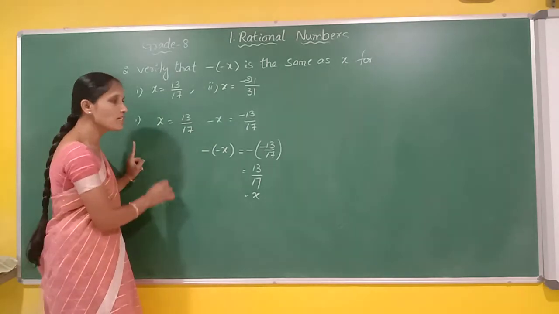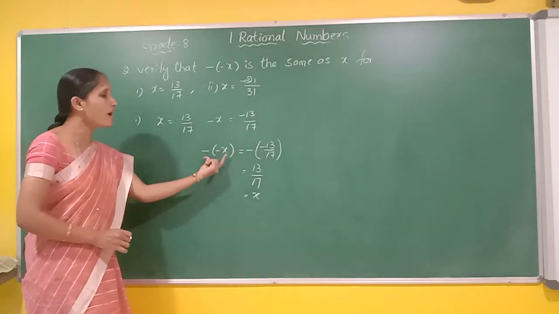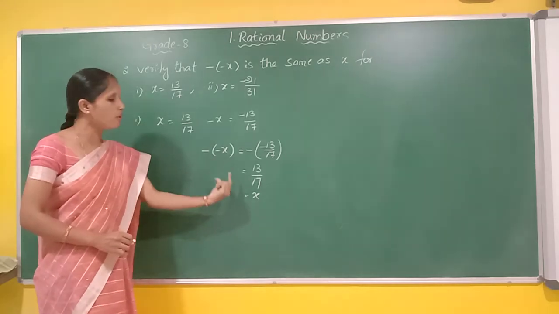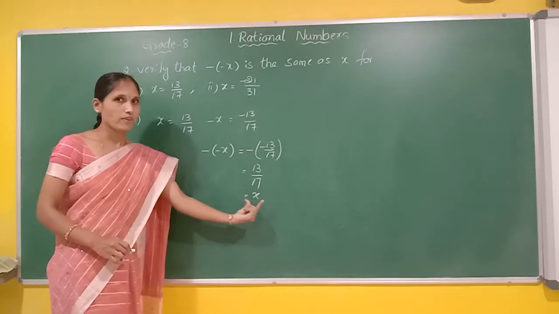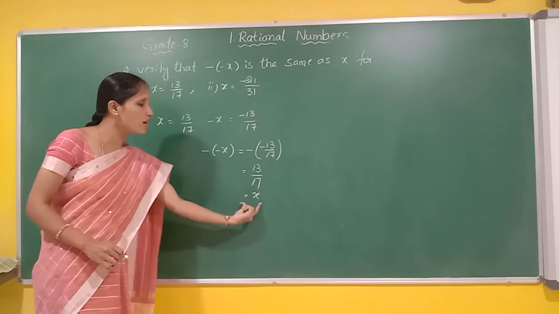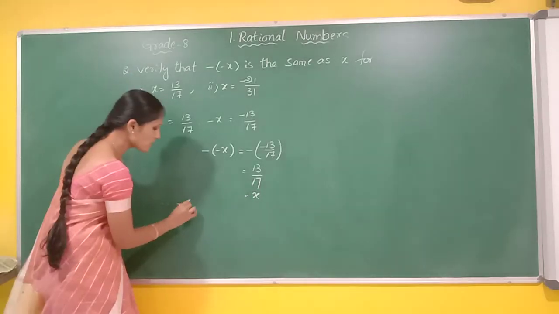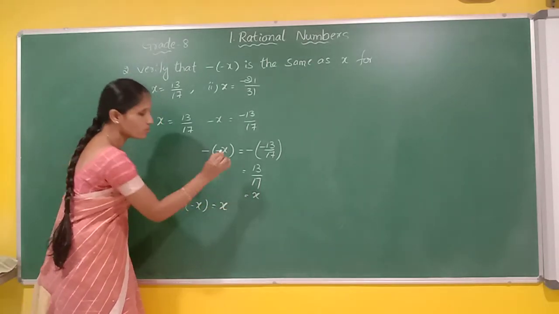So what is the conclusion here? Yes, we can verify here. Minus of minus x equal to x. We can verify that these two values are equal. Minus of minus x is equal to x.